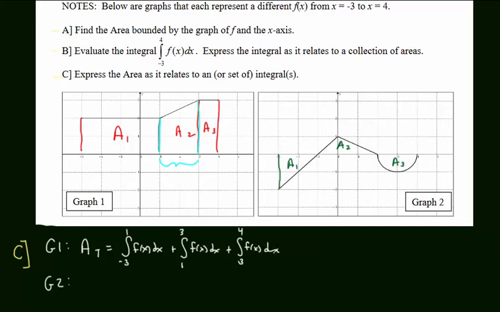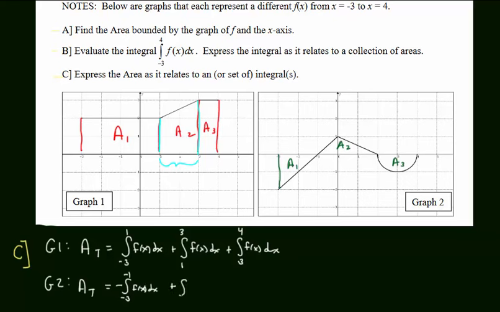Graph 2, the area total, in terms of the integral expressions, would be not the integral from -3 to -1 of f of x dx. You see, that integral would give me a negative quantity. So I want to find total area, positive area, so I want to take the opposite of this negative quantity. So minus the integral from -3 to -1 of f of x dx.